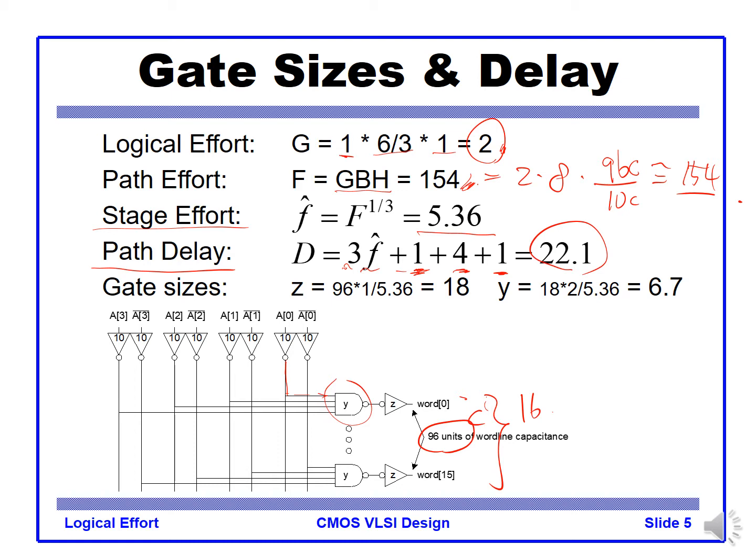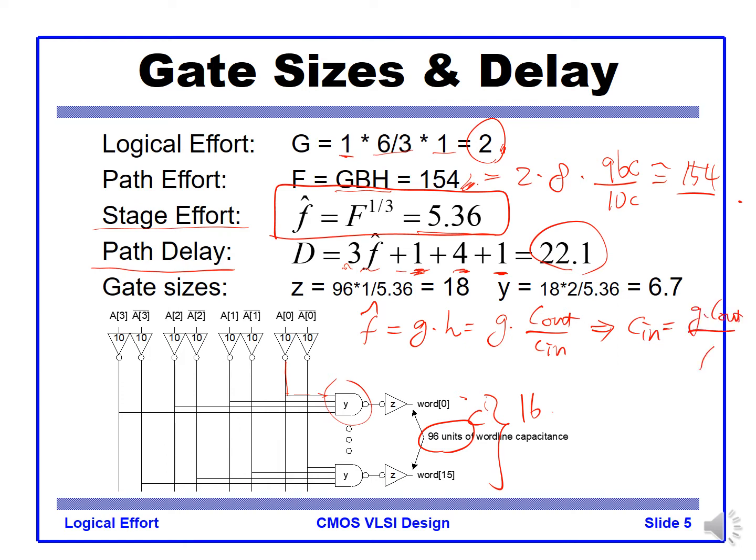Now let's find the gate size. Once we find that F hat, the minimum stage effort, we know that stage effort F hat is defined by G times H, and G times C out over C in, right? So from that, we can calculate C in by G times C out over F hat. So from the backward direction, we calculate G first, and then we know the input capacitance of the last inverter, the G. Once we know G, then going back, Y can be found. So here is the equation: 96 is the load capacitance, 1 is the logical effort of the inverter, and 5.36 is the stage effort. That gives us the size of G. So G input capacitance should be 18. Similarly, Y can be found. The Y input capacitance should be 6.7.